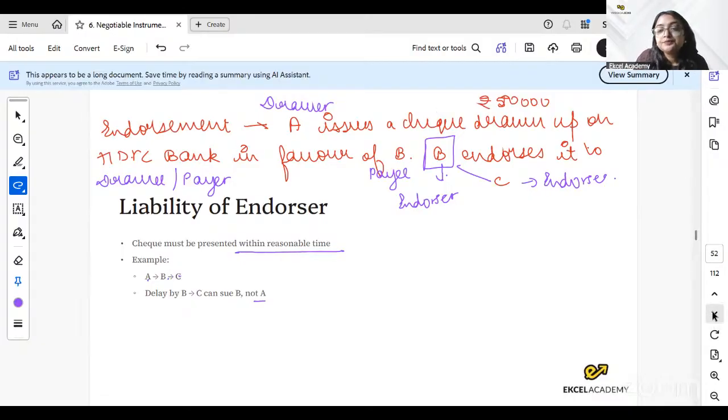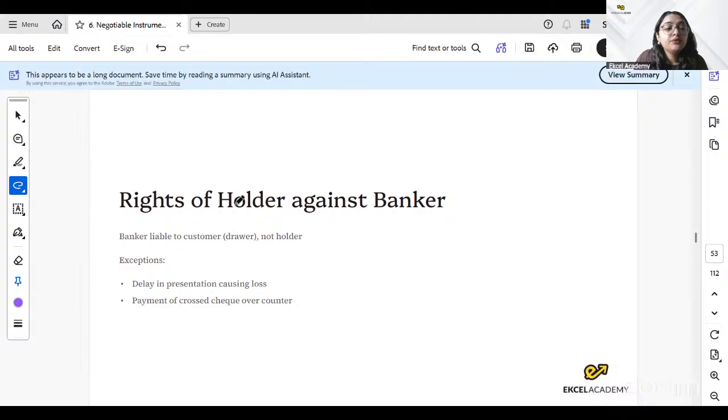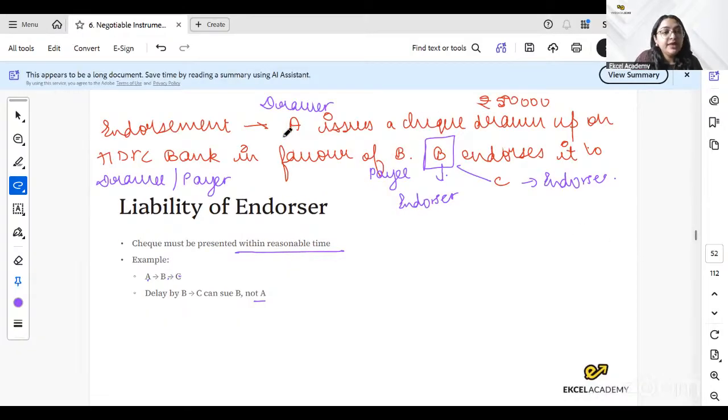Next, rights of the holder against the banker. The banker is liable to the customer and not the holder. So in this case, let's say you have A, its bank HDFC Bank, and B. Whom is HDFC Bank liable to? HDFC Bank is liable only to A. Why? Because A is the bank's customer. HDFC Bank will not be liable to B.